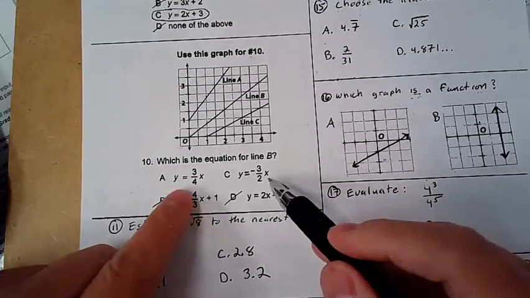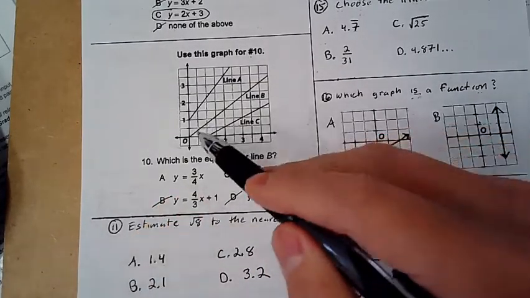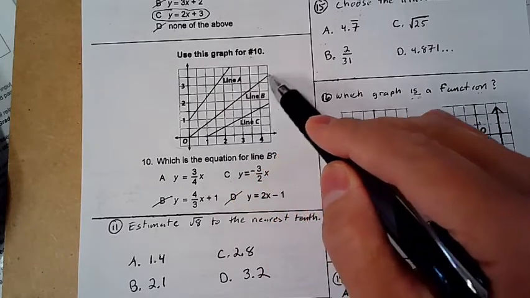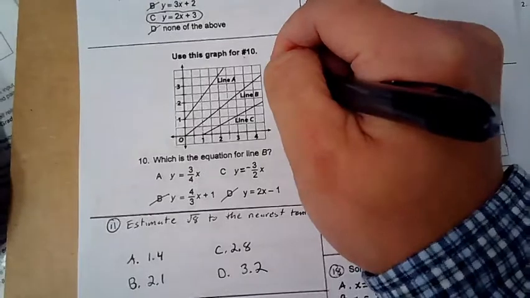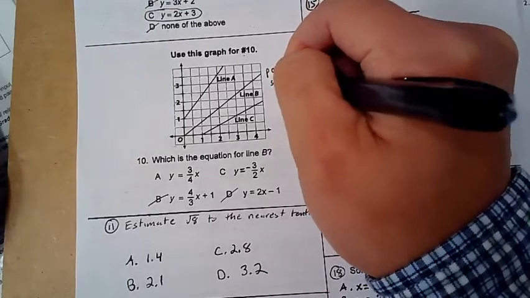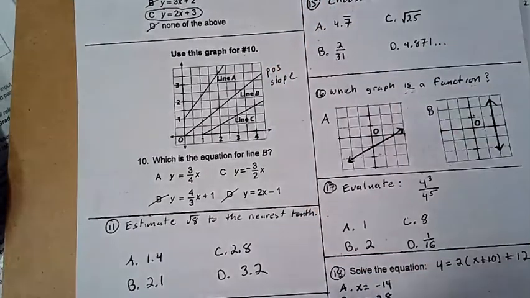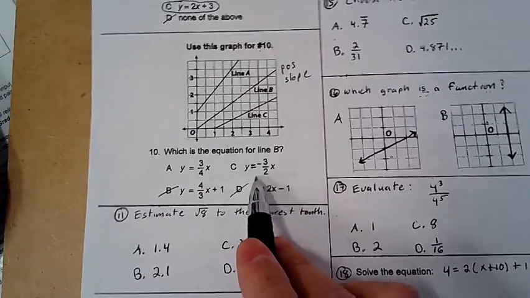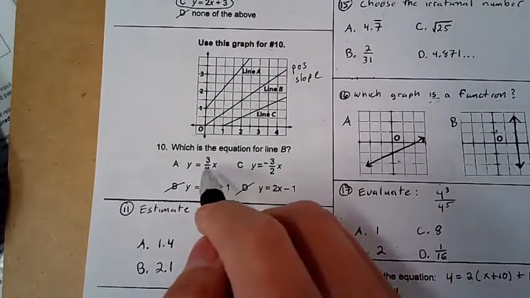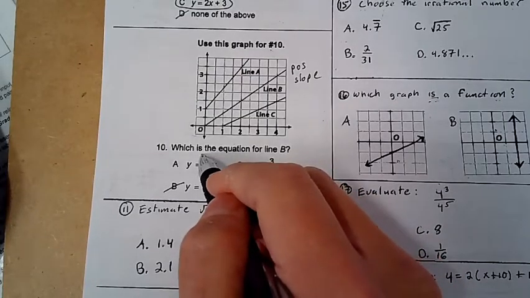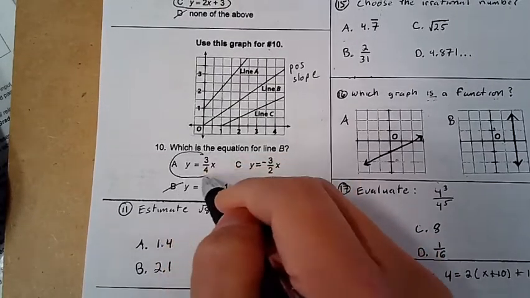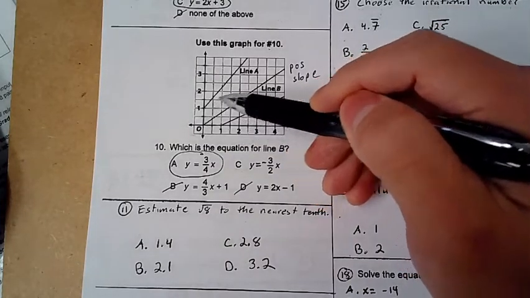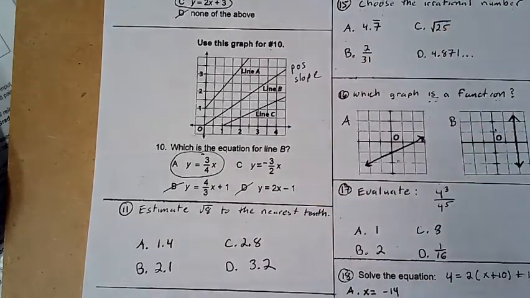Okay, and line B, left to right, it's going up. So for line B, this has a positive slope. C has a negative slope. So the one with a positive slope is option A. So we're going to go ahead and circle A. And it does end up being 3 over 4. Up 3 over 4. Alright.